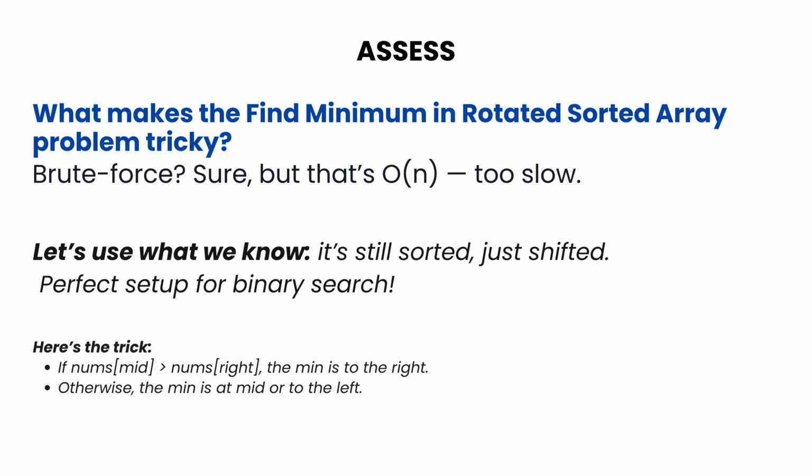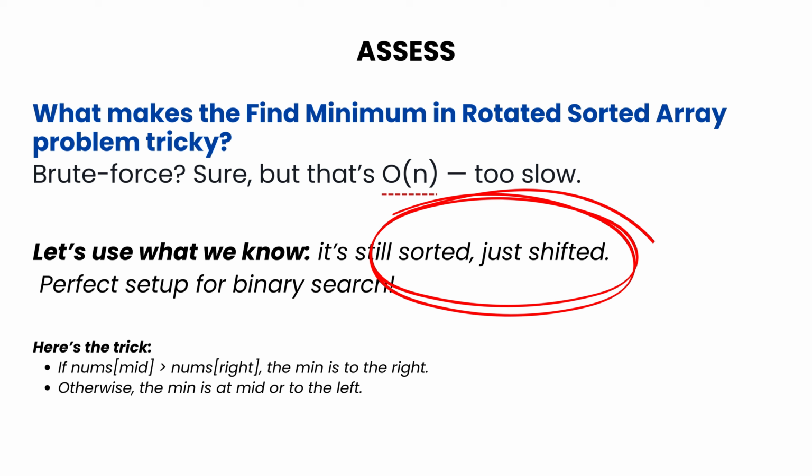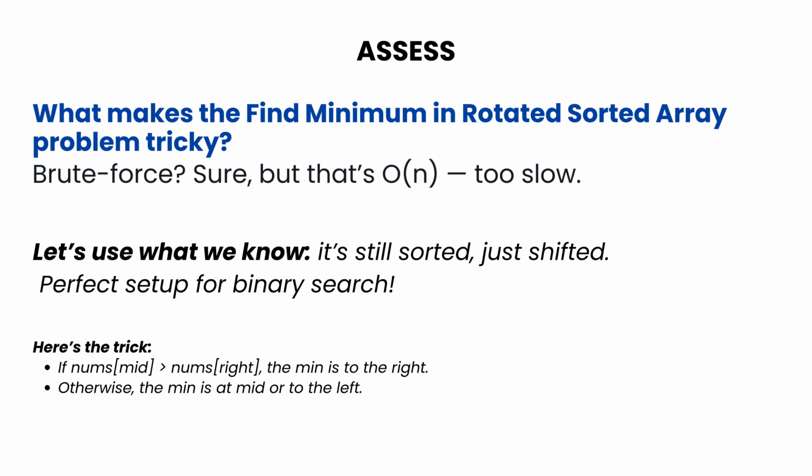Now let's assess our options. Brute force means scanning every element, O(n) time. But the array's sorted and only rotated. That's a perfect setup for binary search. The trick? At each step, check if the mid element is greater than the rightmost. If so, the minimum is to the right, otherwise, it's to the left, including mid. This narrows the range fast and gives us O(log n) time.